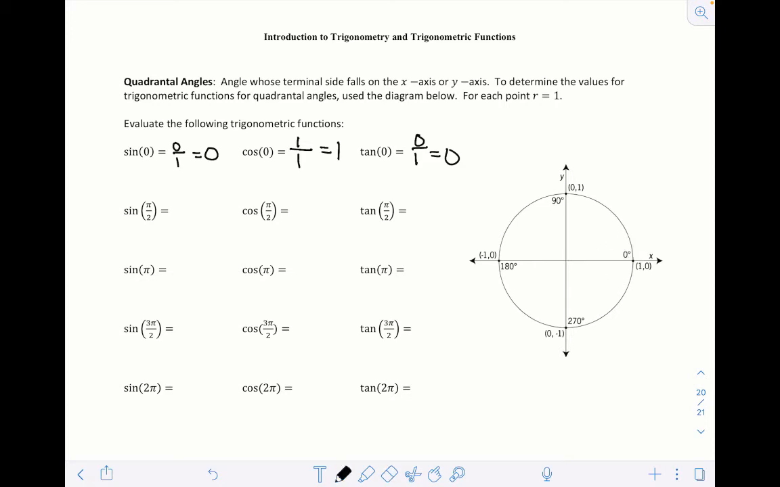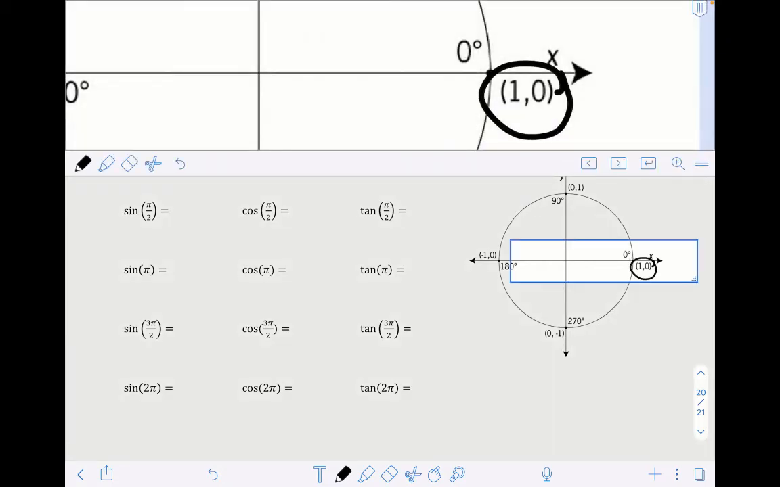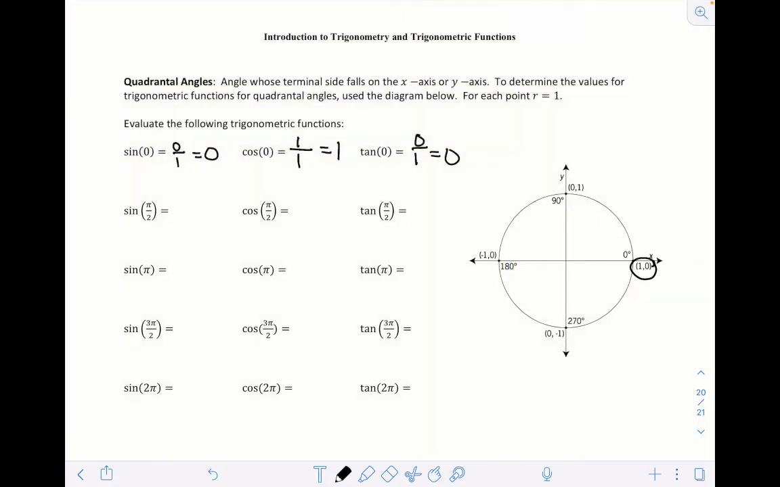So let me go ahead and erase this. But I could do the same thing if I just keep in mind that I'll just draw a point. I can just draw a point over there on the x-axis and think, okay, that ordered pair I know would be 1, 0, and use my definitions from there, knowing that when I'm using the unit circle, the hypotenuse is always 1. And so in this case, I'd say sine is just the y value, which is 0, cosine is just the x value, which is 1, and tangent is y over x, which is still 0.